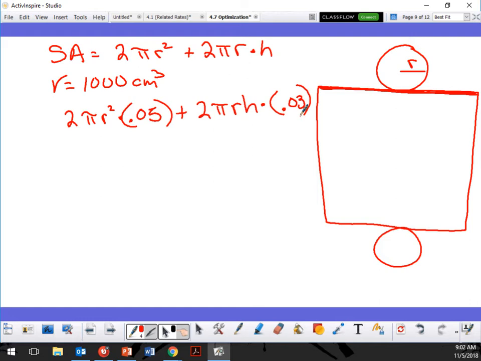I know that the volume has to also be included in this because the volume is going to be 1,000. So the volume formula is what? Volume is equal to pi r squared h.